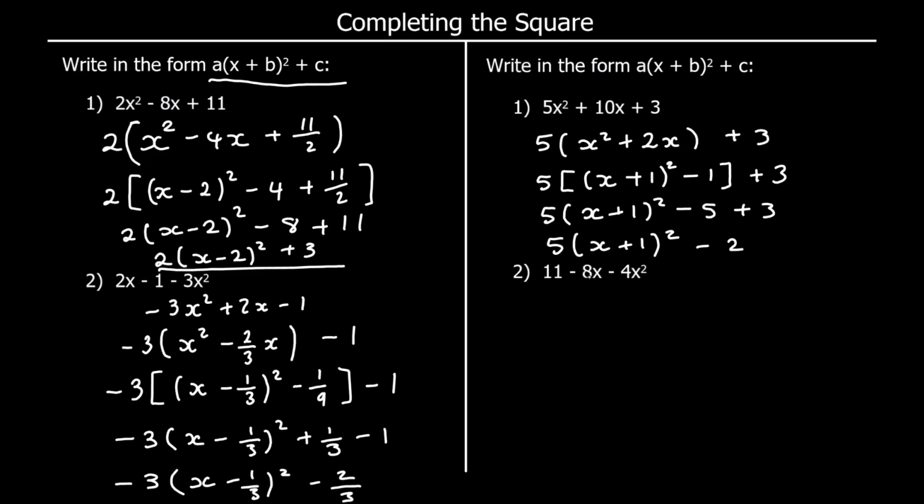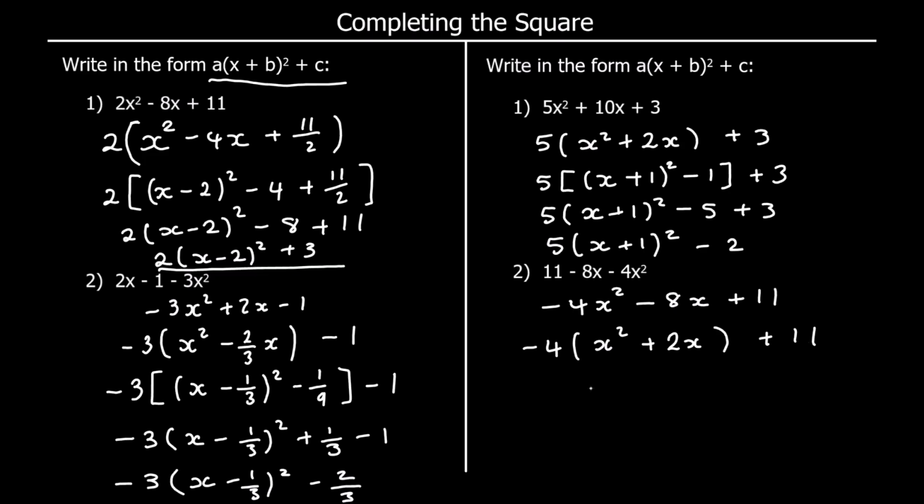And number 2. So I'm going to write the x squared term first, then the x, then the number. I'm going to take negative 4 outside. I'm just going to take it out of the first 2 terms again. So negative 4 times x squared plus 2x, and then plus 11 on the outside.